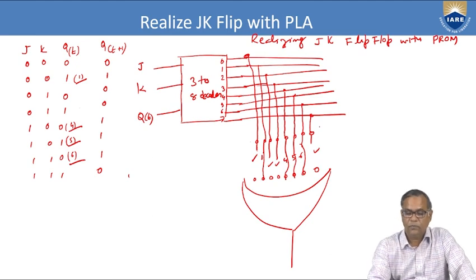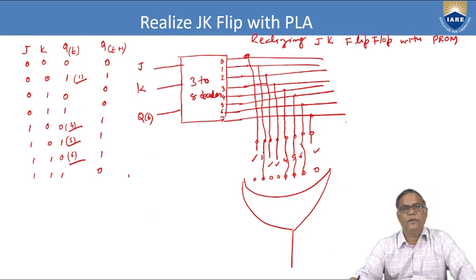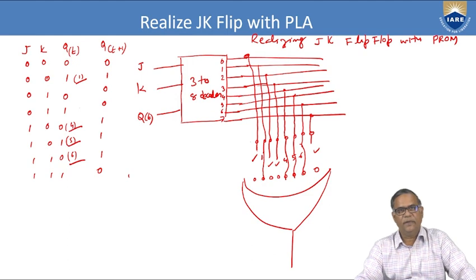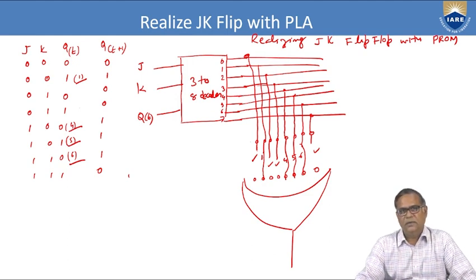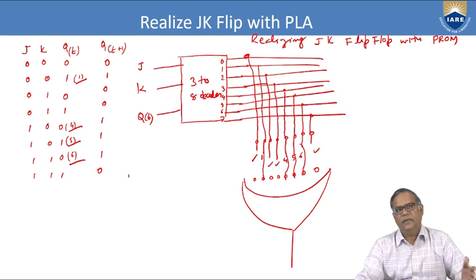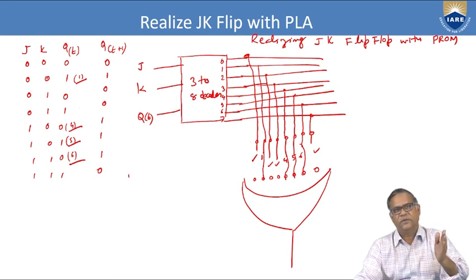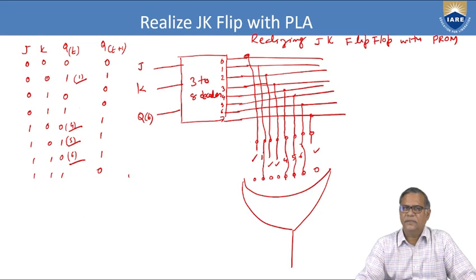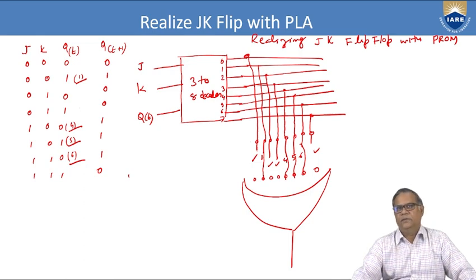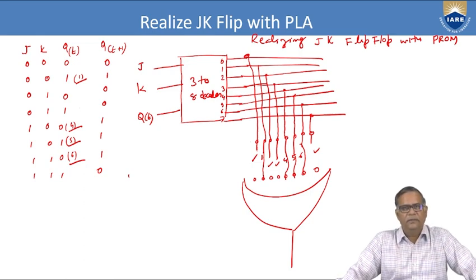So programming is done in the OR plane. And as far as the AND plane is concerned, it is fixed. Decoder contains an array of AND gates, and decoder functionality is fixed. It is like a fixed AND array. So this is how we can realize the JK flip-flop using PROM.